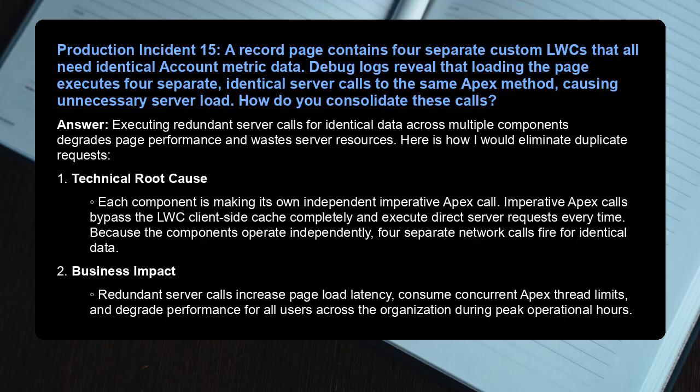1. Technical root cause. Each component is making its own independent imperative Apex call. Imperative Apex calls bypass the LWC client-side cache completely and execute direct server requests every time. Because the components operate independently, 4 separate network calls fire for identical data. 2. Business impact. Redundant server calls increase page load latency, consume concurrent Apex thread limits, and degrade performance for all users across the organization during peak operational hours.